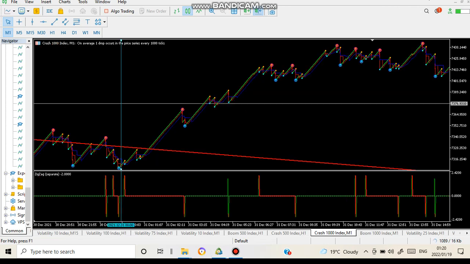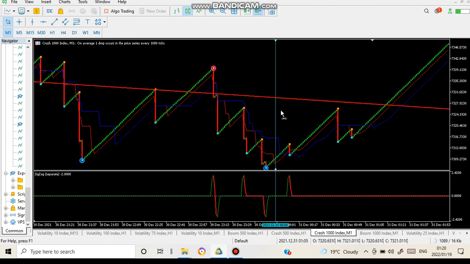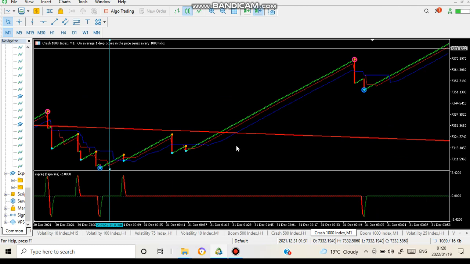Let me just go over there. Okay, so you guys can see here's a breakout, right? So the first thing I want to do is zoom in on the chart. We're going to look for our confirmations. Okay, so over here there's no entry, right? Because this is red, we do not take an entry.